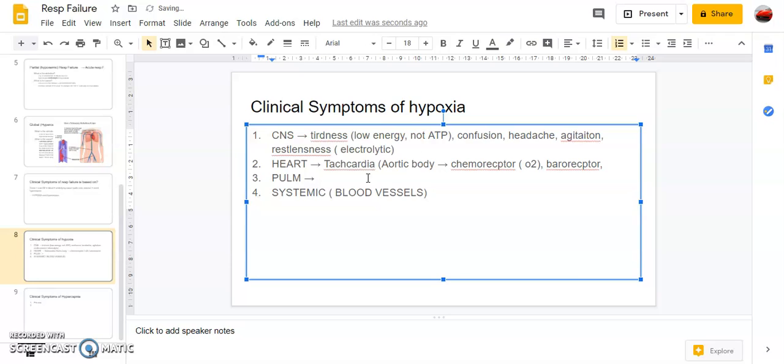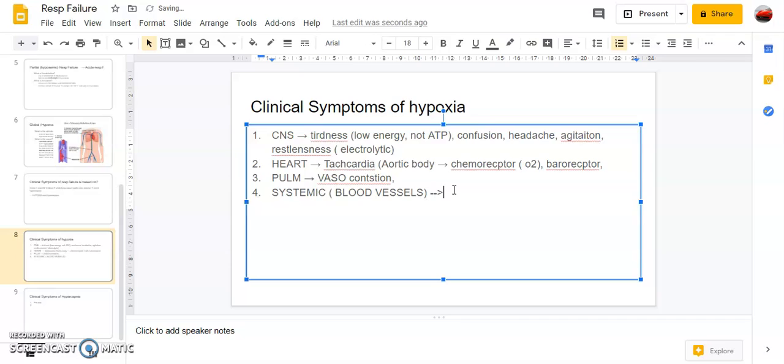Pulmonary problems can be vasoconstriction or pulmonary hypertension. What's the reason behind pulmonary hypertension? Because everything is being shunted down, your pulmonary artery is being closed down, and blood goes into other areas.